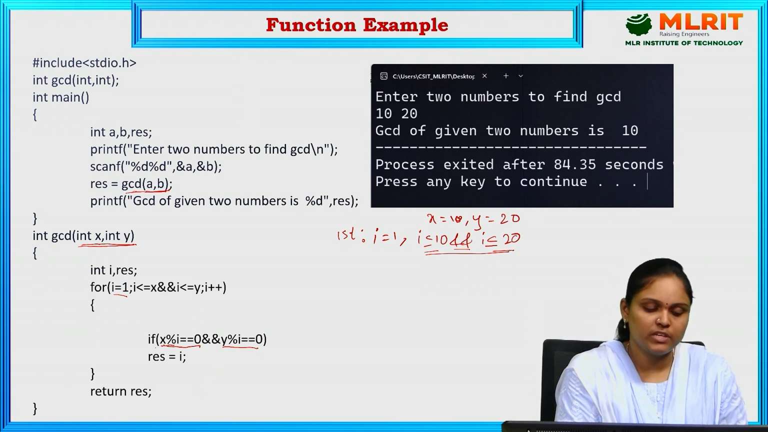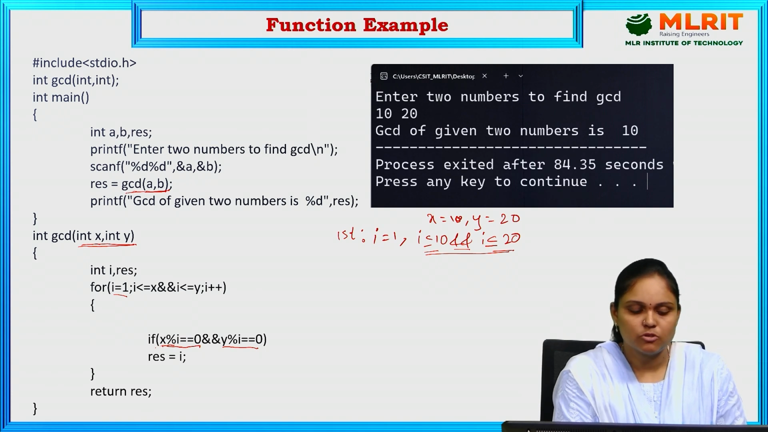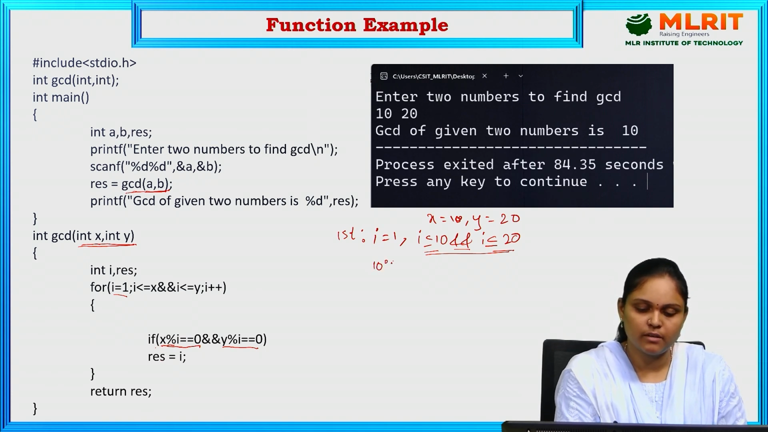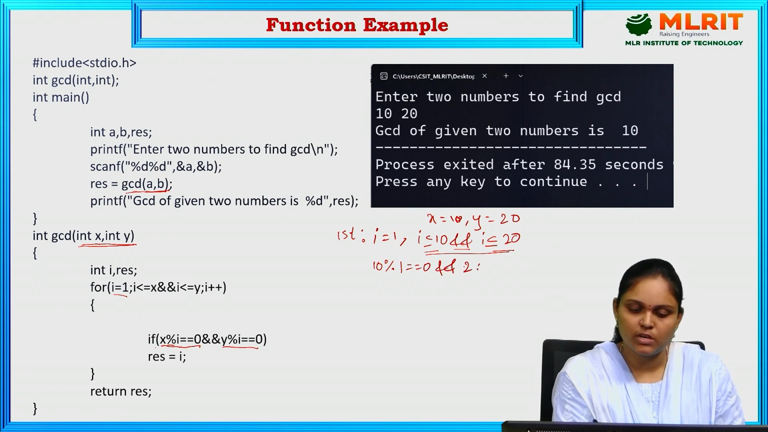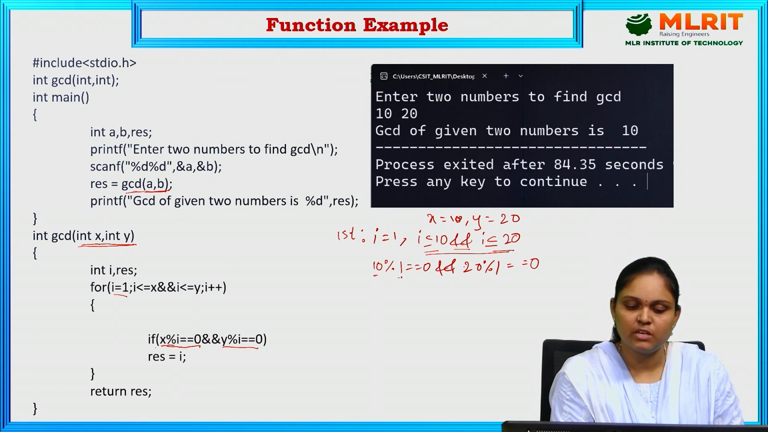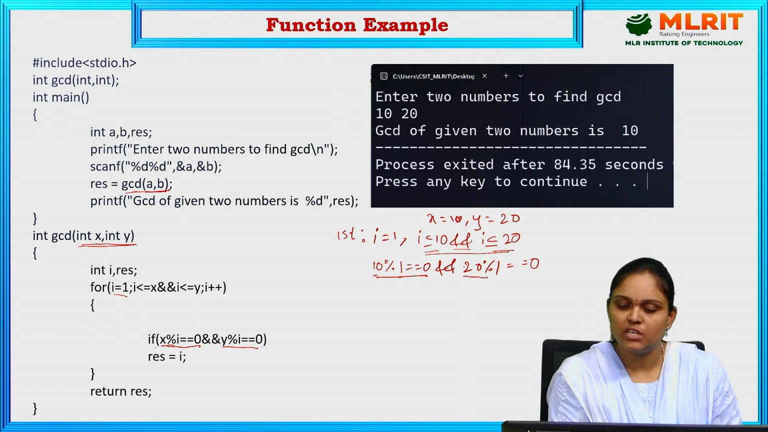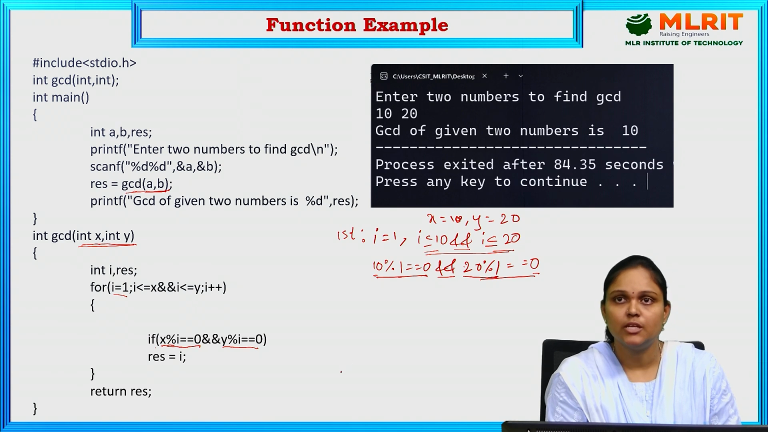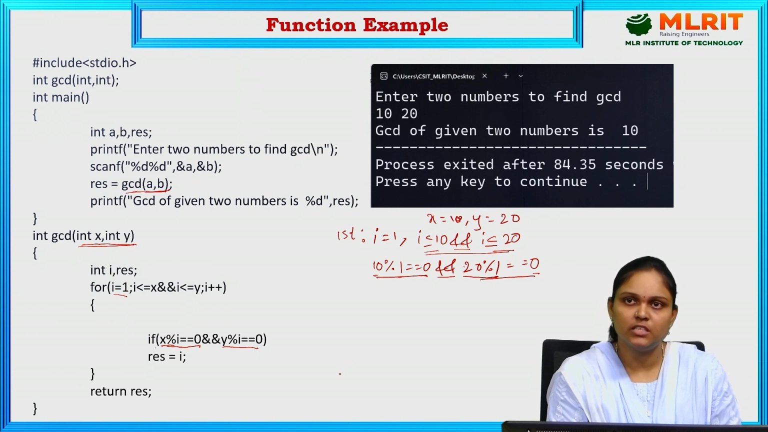So here we are checking whether I is equal to 1 and 1 is a factor of 10 or not. So 10 modulus 1 double equals 0, and one more condition we have, that is 20 modulus 1 double equals 0. If we divide 10 by 1, we get the remainder as 0, so this condition is true. And if we divide 20 by 1, we get the remainder as 0, so this condition is also true. Both the conditions are true, and since we are using the logical AND operator, the complete condition in the if that we have written is true.